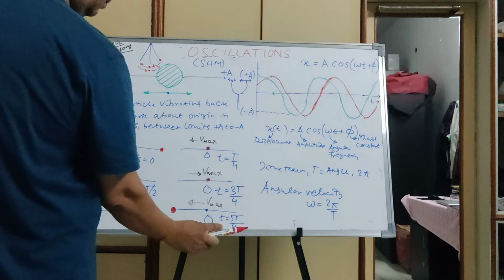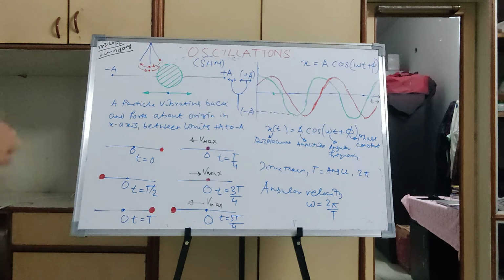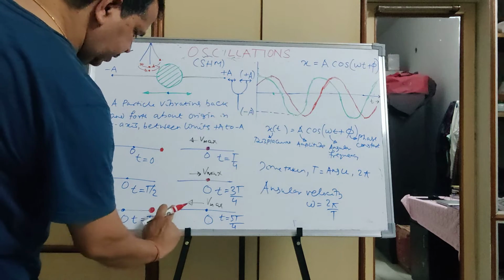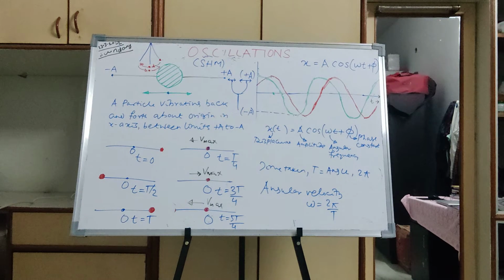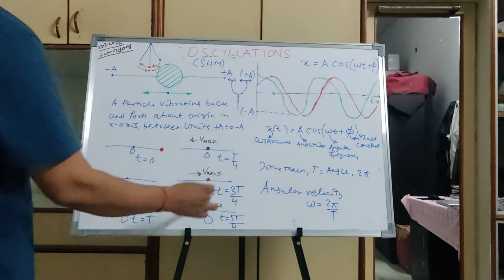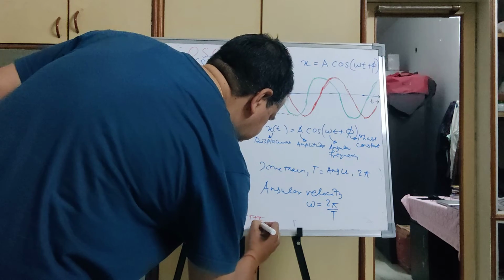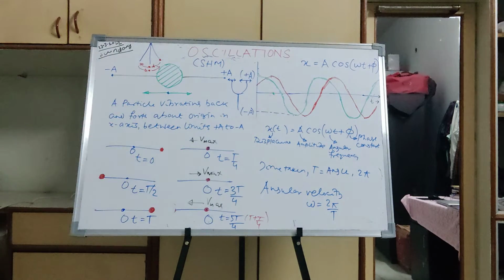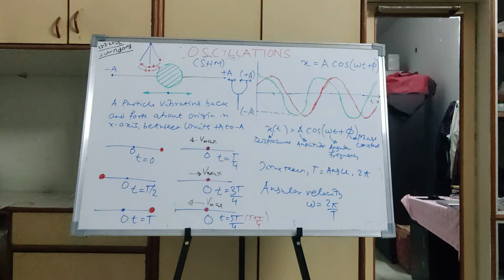After T, let us say when small t is equal to 5T/4, it will not be here, it will be here. This is T/4. You add capital T to this, which is T plus T/4, which is nothing but 5T/4. So there is a repetition. If you add T/4 plus T, this is 5T/4. Similarly, if you add T/2 plus T, this will get repeated.